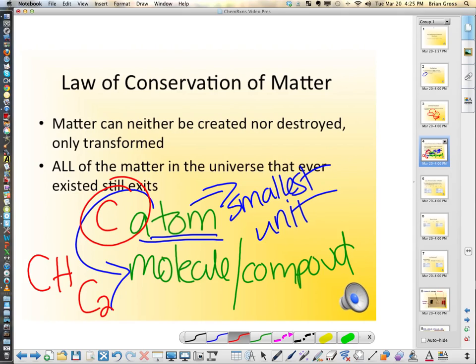And so what does all this mean? These are concepts about matter. And one thing you need to know is that matter cannot be created and it cannot be destroyed. In fact, all of the matter that's ever existed, ever, still exists today. So it just keeps getting transformed, recycled, and things like that. So that's a super important concept that you need to make sure you understand.